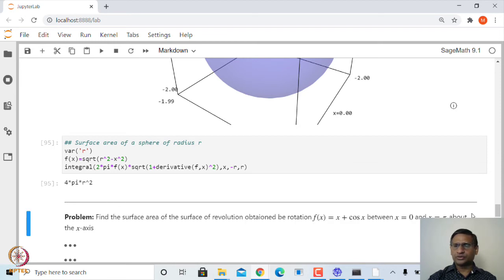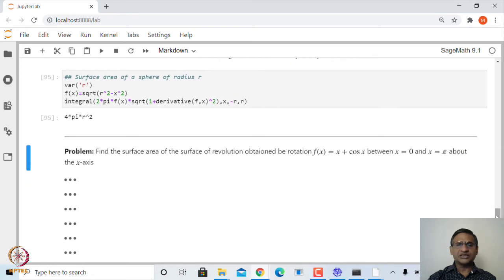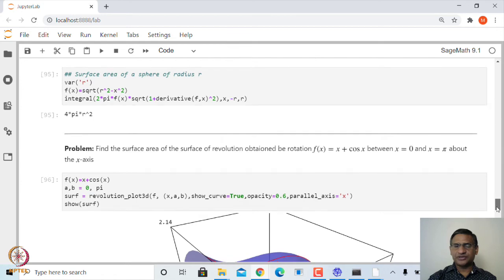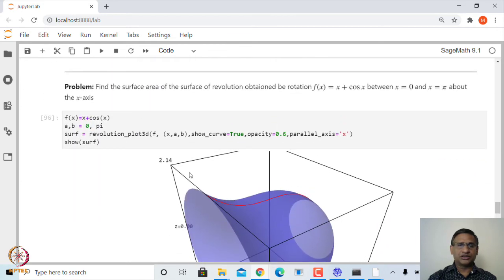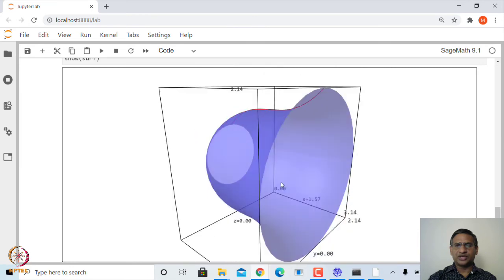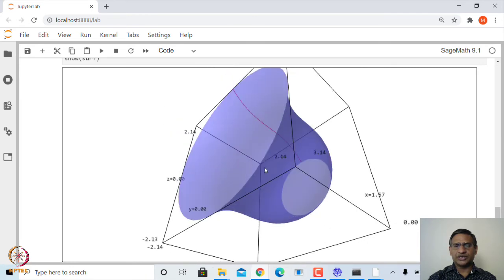Similarly, if you want to find, let us say, the surface area of the surface of revolution of the curve f(x) equal to x plus cos x between x equal to 0 and x equal to pi about the x axis, then again you can do that. So, let us plot the graph of this surface first. That is the curve, and if you try to plot this surface, this is how it looks like. This is quite nice.